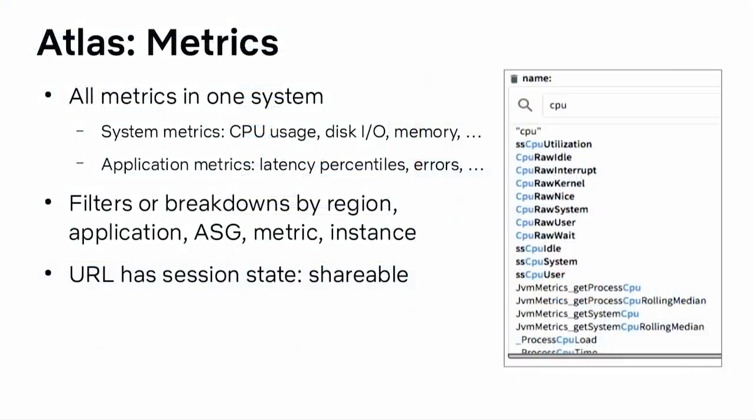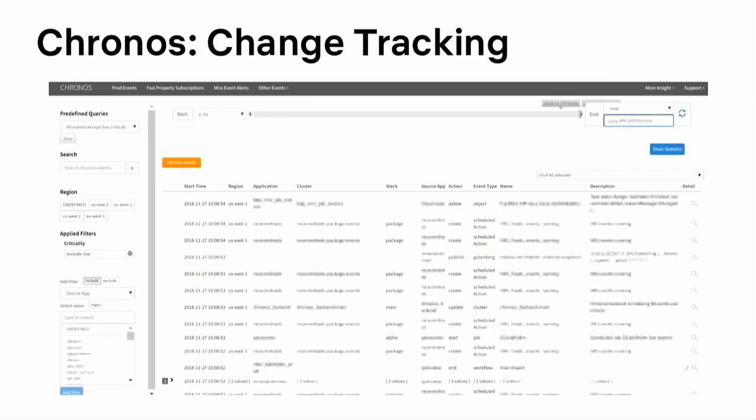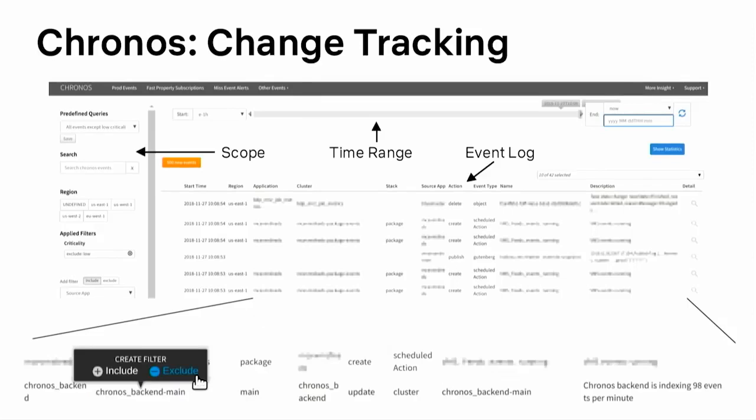And we put all the metrics in one system, system metrics, application metrics. Chronos is then how we communicate changes that have happened. So I can select my scope, time range, event log, and then I can filter. So the GUI is interactive. I can quickly filter down and just look at events that are most interesting.